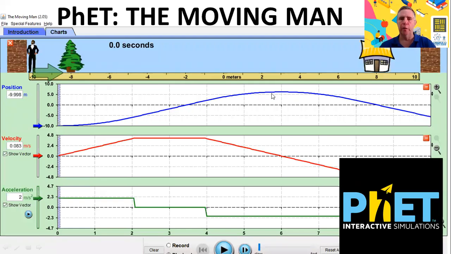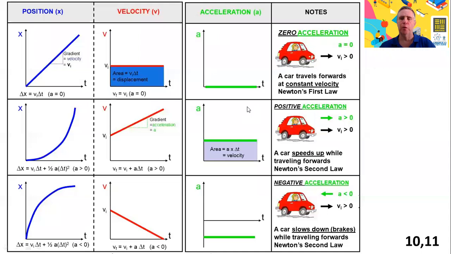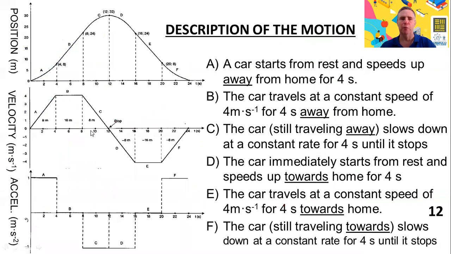So I think you'll agree that the moving man really helps us understand all those graphs which are on page 10 and 11. I want to tell you these 9 graphs here really represent all the different types of graphs you'll encounter at school level. When you get a more complicated graph, all you need to do is break it up into different sections. And you should be able to translate a velocity graph into the corresponding position graph and so on. Let's have a look at how that works on page 12.